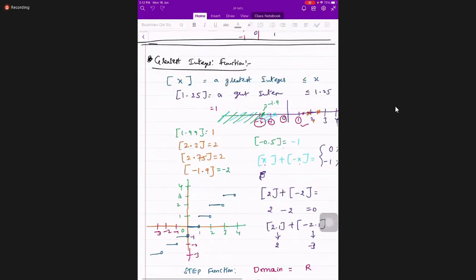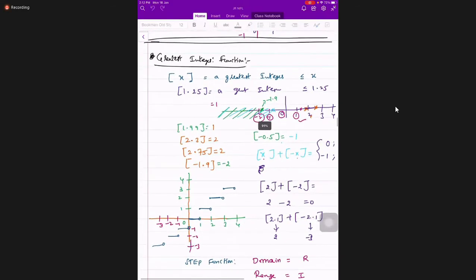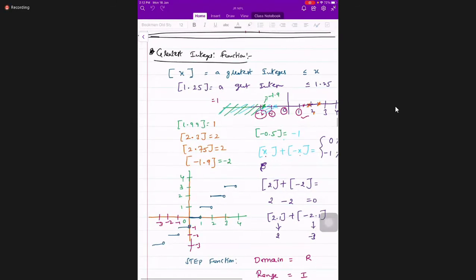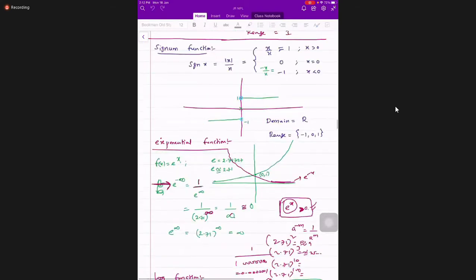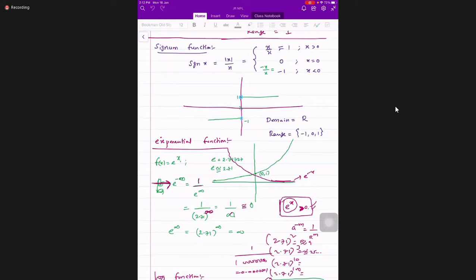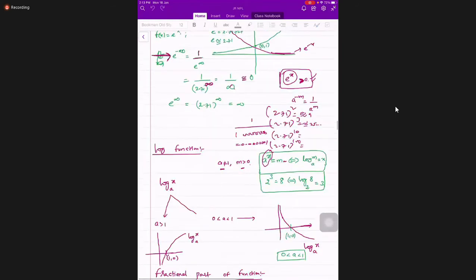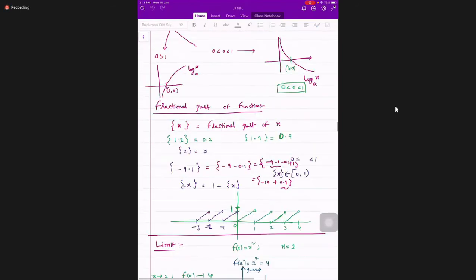All of you clear or not about this point, students? Greatest integer function. Yes. What do you mean by greatest integer? How to find that, and how is its graph, and what is the domain of this function, and what is the range? Domain is input, range is output. And signum function, it is from modulus function only again, but a small algebra is there, that's it. Then we have exponential function, logarithmic function, fractional part function.